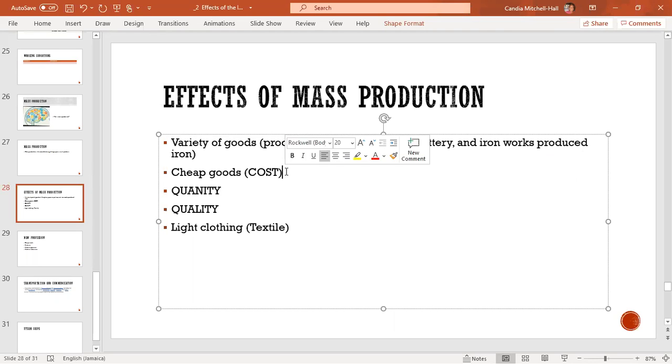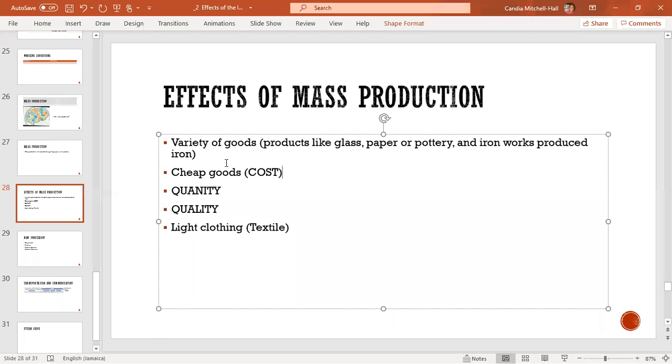So listen up now, ladies. The goods get way cheaper. The quantity is much more, and the quality of the goods is better. So those are some of the impacts when it comes to mass production, right?